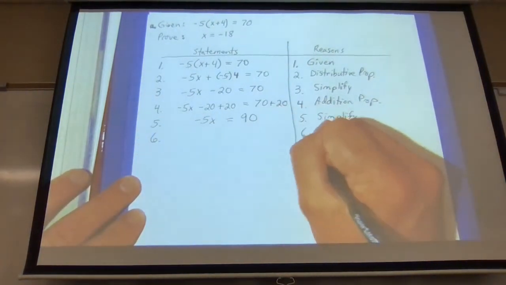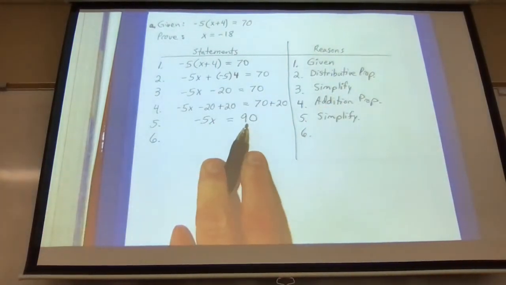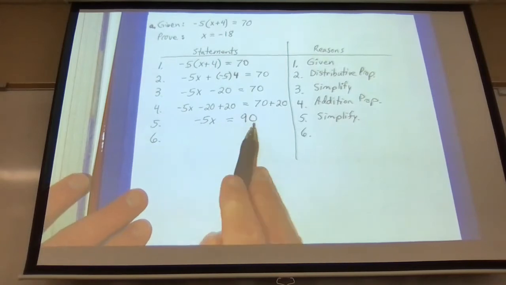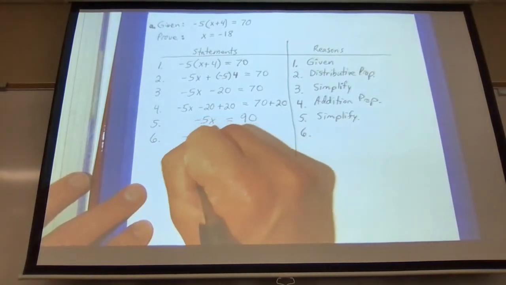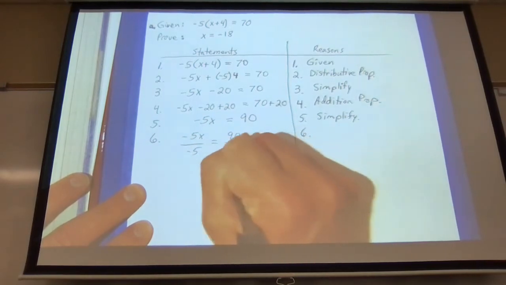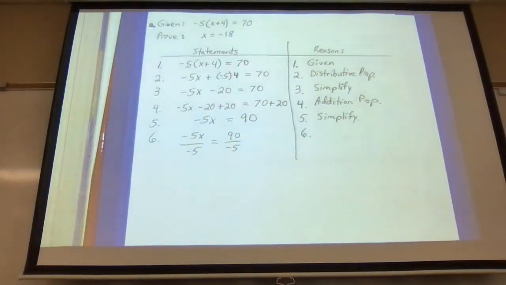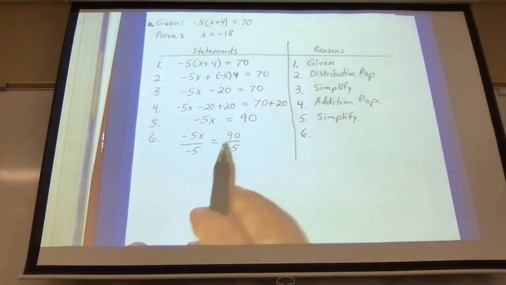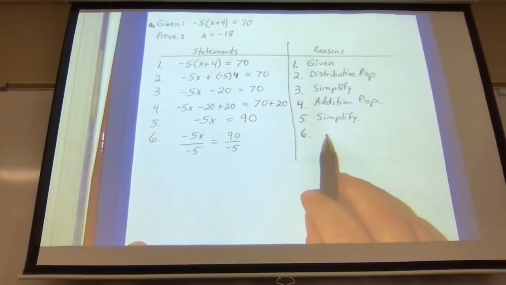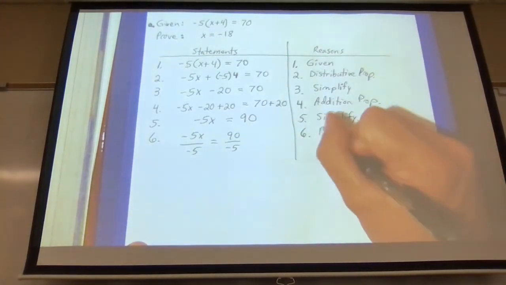All right, only got a couple steps left. We got -5x equals 90. If you were going to solve that equation last year, you would divide both sides by -5. So in this one, we're going to show that actual division by -5 on both sides. And hopefully you're starting to get the hang of it. If we divide both sides by -5, which property lets us do that? Division property.